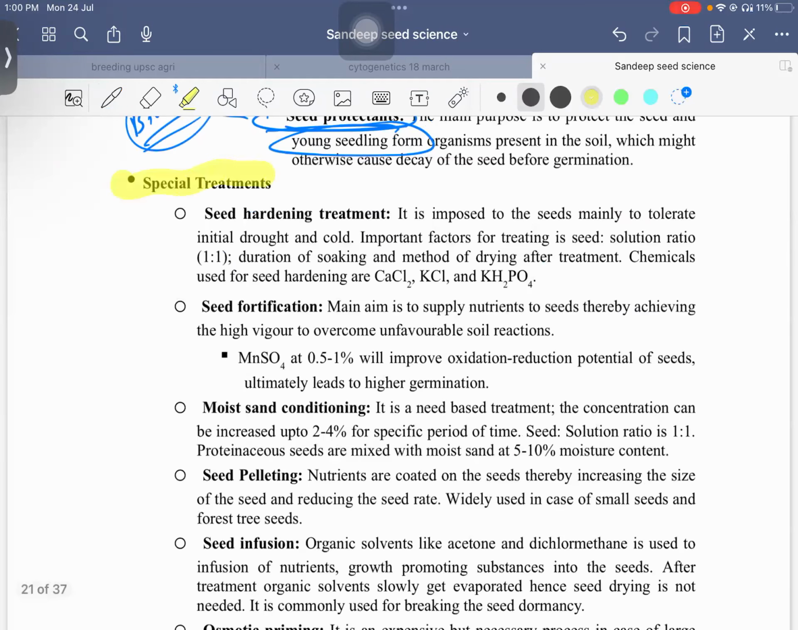Next, very important: special treatments. They have asked about seed fortification and different methodologies of special treatments. These are also previous year questions.